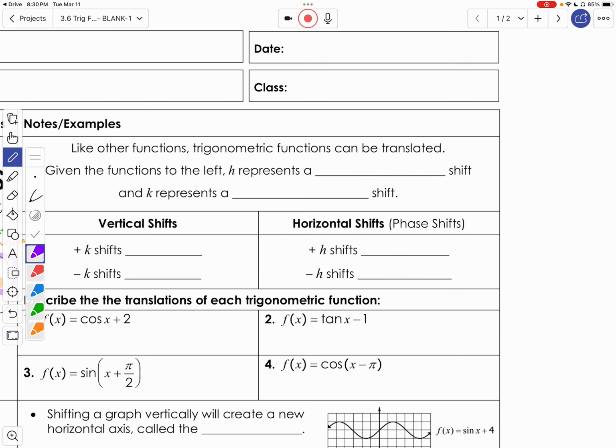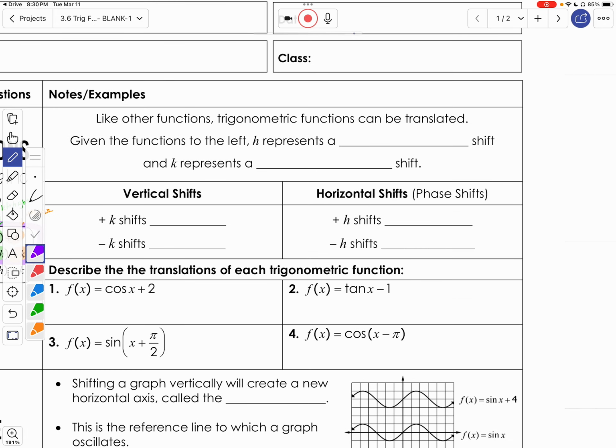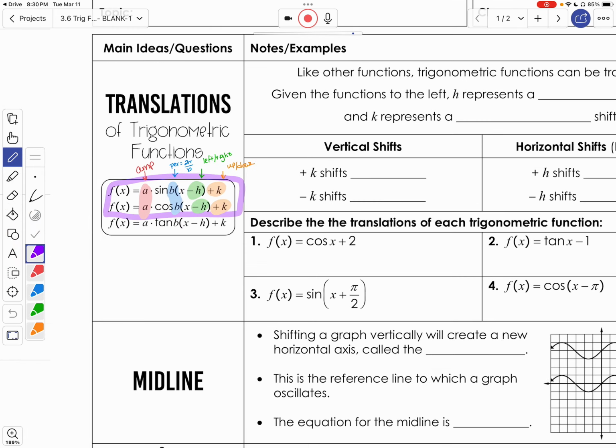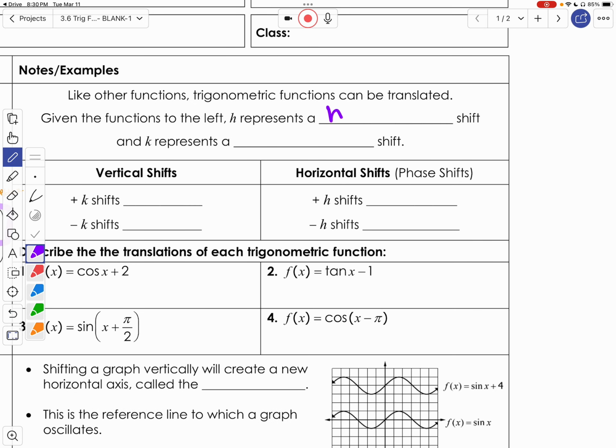Like other functions, trig functions can be translated. Given the functions on the left, H represents your horizontal shift, so that's your shift left and right. And K represents your vertical shift, that's your up and down. Your up and downs are truth. If they look negative, they go down. If they look positive, they go up. Horizontal is called your phase shift, or horizontal displacement. These are the liars.